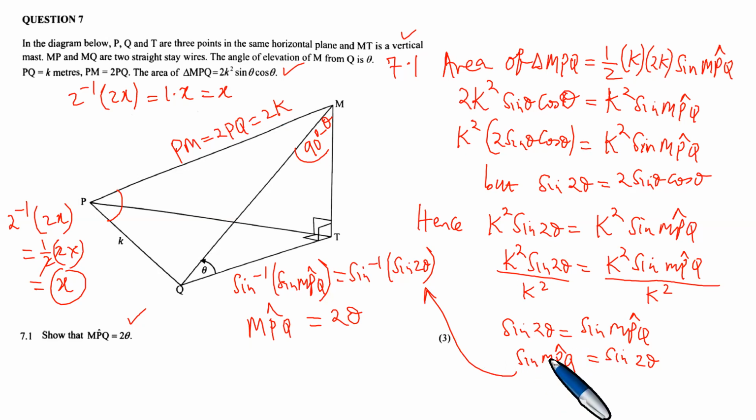From the fact that the sine of MPQ is the sine of 2 theta, it means that MPQ equals 2 theta. Because the sine of something equals the sine of something else, it means the angles are the same. Well, it means the angles are the same in the event that the sine function is actually a one-to-one function. Looking at the angle to Q, 2 theta is basically mostly an acute angle.